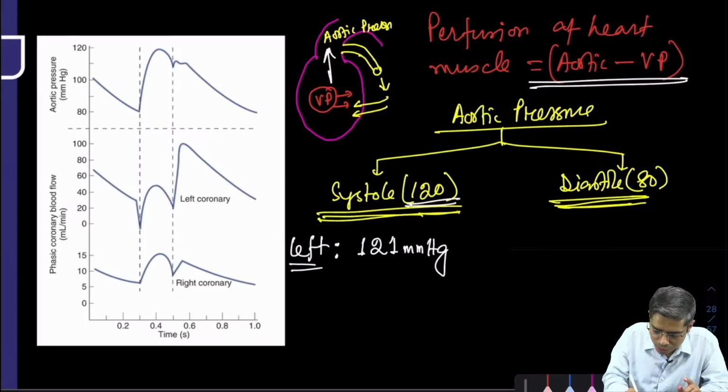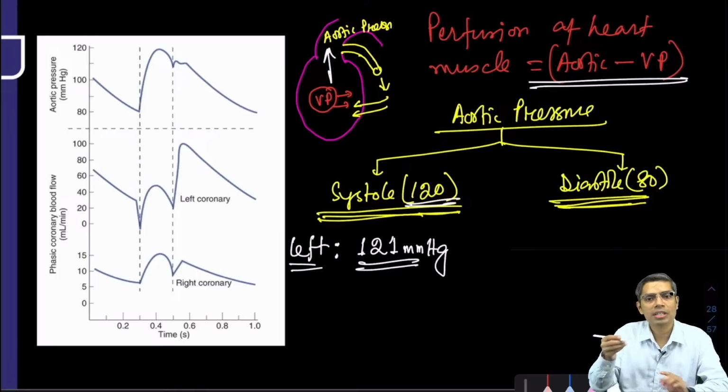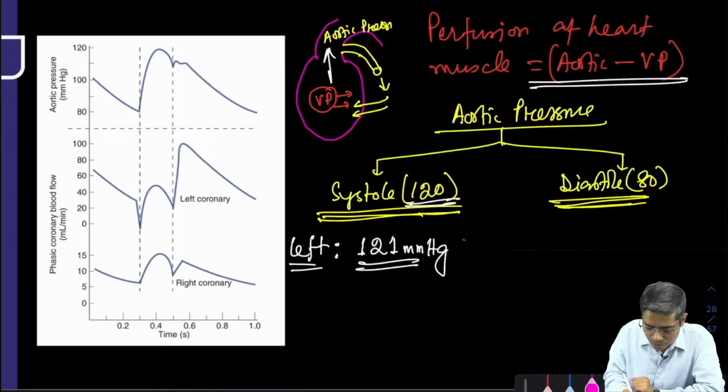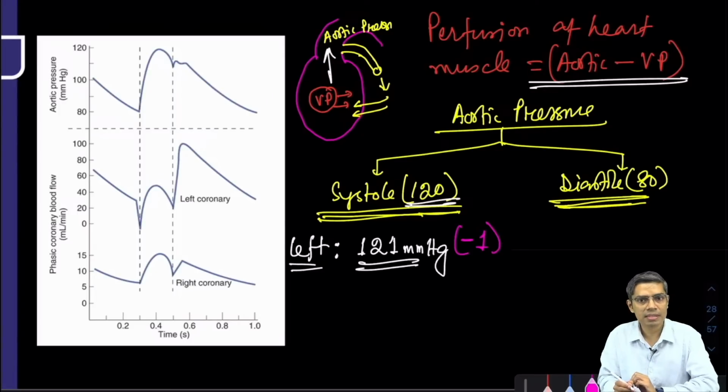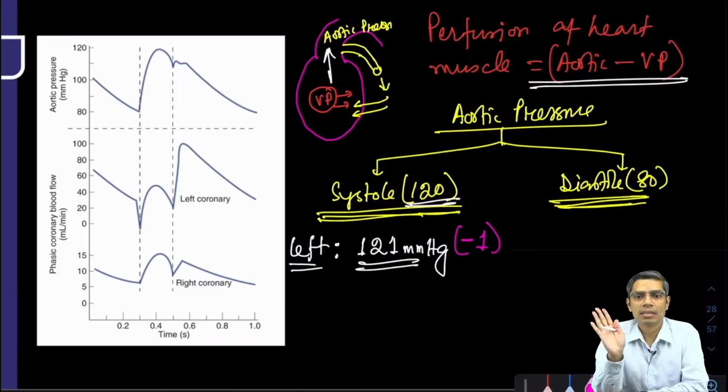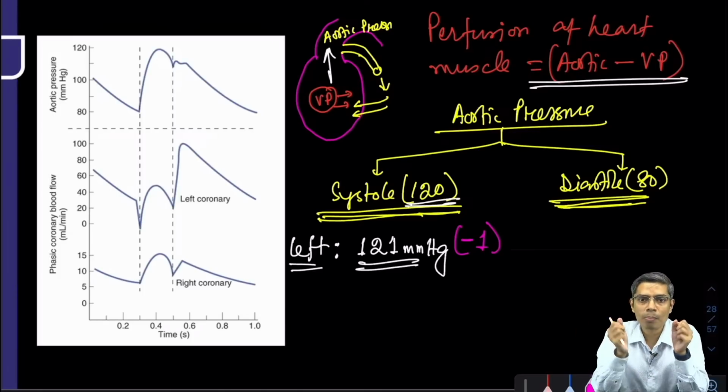Aortic pressure is 120, ventricular pressure is 121. So, aortic pressure minus ventricular pressure, if you do, this is minus 1. Minus 1 pressure means, is it going to perfuse the heart muscles? Answer is no. That is why we say that during systole, left ventricular muscles do not get any blood, because all the coronary vessels will be compressed by huge amount of ventricular pressure.